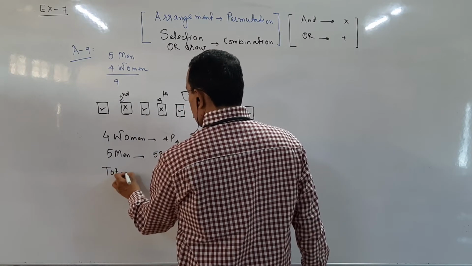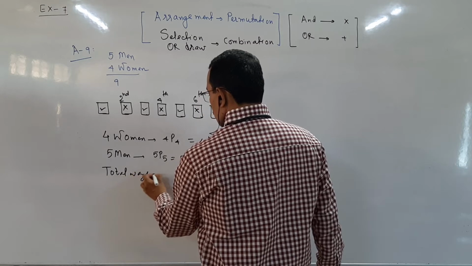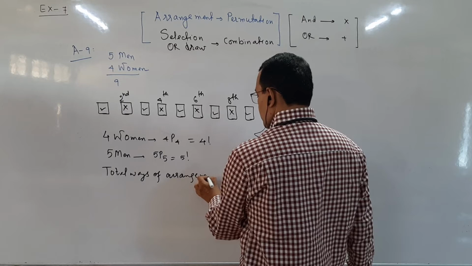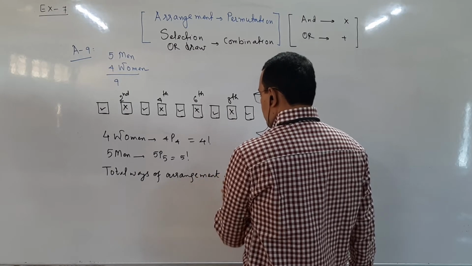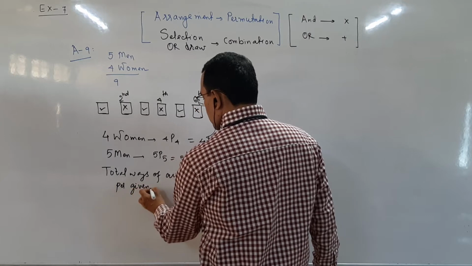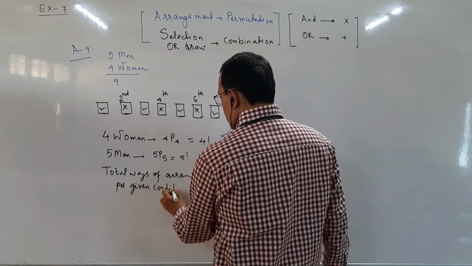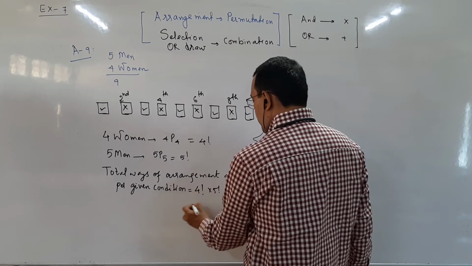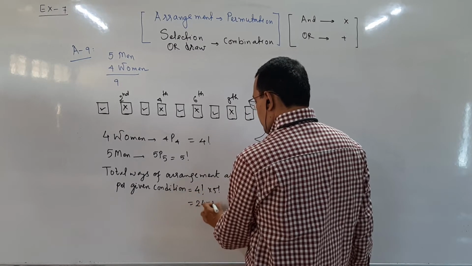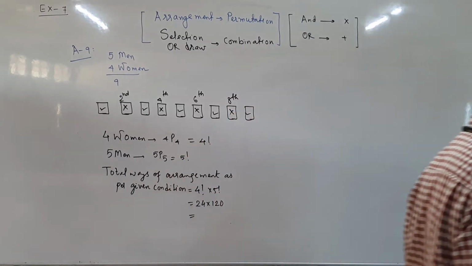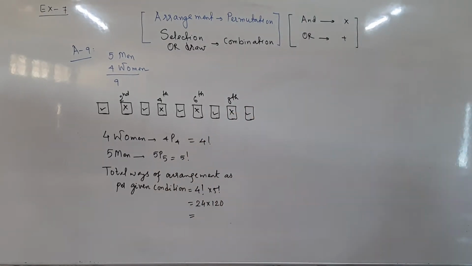So the total ways of arrangement as per the given condition will be 4 factorial into 5 factorial, 24 into 120. If I multiply this, we get 2880.